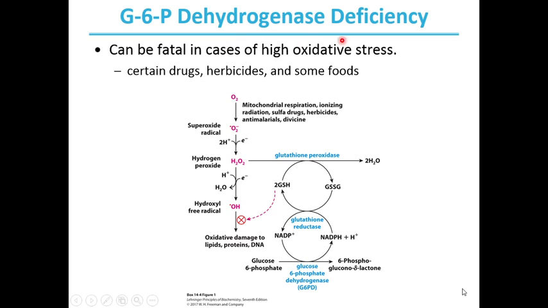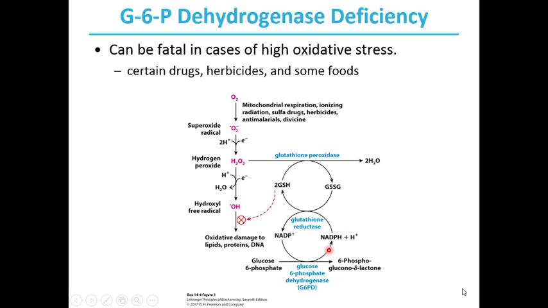Glucose-6 phosphate dehydrogenase deficiency can be fatal in case of high oxidative stress. This enzyme catalyzes the first step in the pentose phosphate pathway. It converts glucose-6 phosphate to 6-phosphogluconodelta-lactone. And in the process, it converts NADP to NADPH.